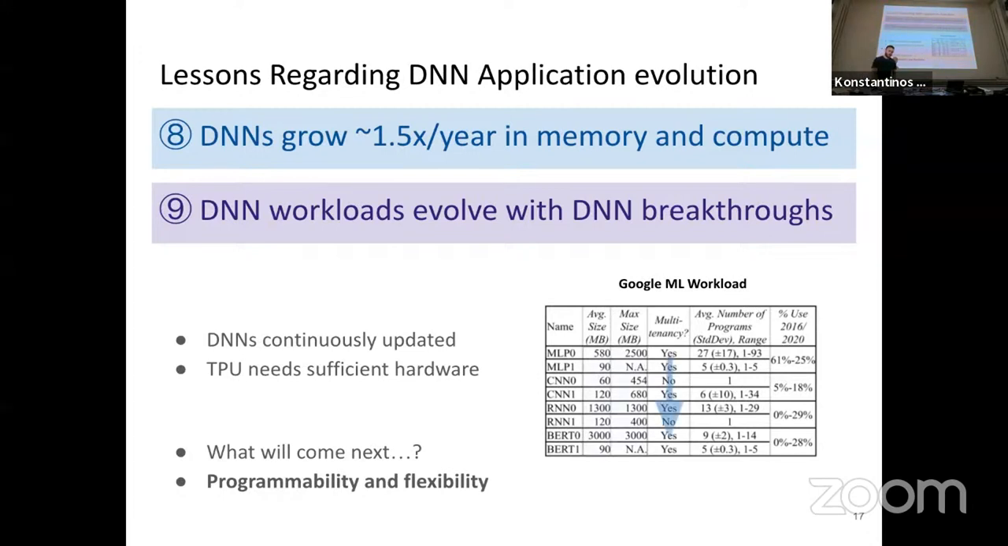So you need to over-design the TPUs, the hardware, so that it's still relevant even for growing DNN workloads. And as you can see from the share of Google's workloads, between 2016 and 2020, the MLPs are slowly being replaced by RNNs and BERT, meaning that if you are designing hardware, it should stay flexible so that even for the coming models, you can still exploit your chips and you don't have to replace them.